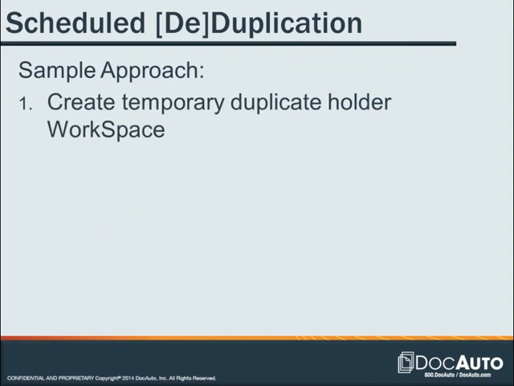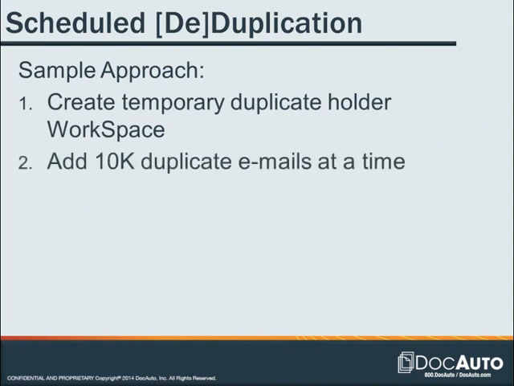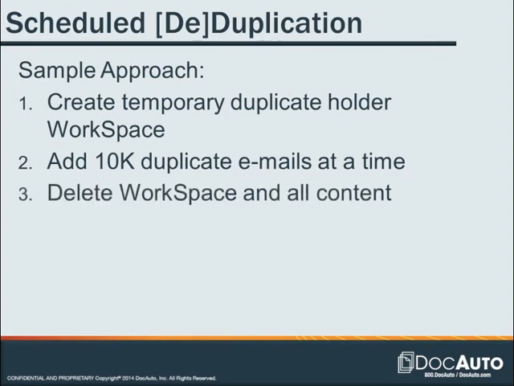So, a sample approach for doing deduplication. We have automated jobs that create a temporary holding workspace. Based on a query like the one I showed, we add 10,000 duplicates at a time, skipping the first one because that's, quote-unquote, the good one. Then we delete the workspace and all of its content, and repeat as necessary. So again, pretty simple, pretty straightforward.